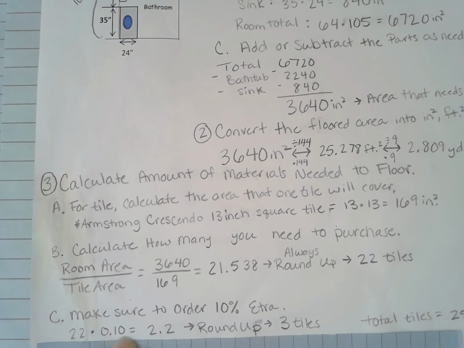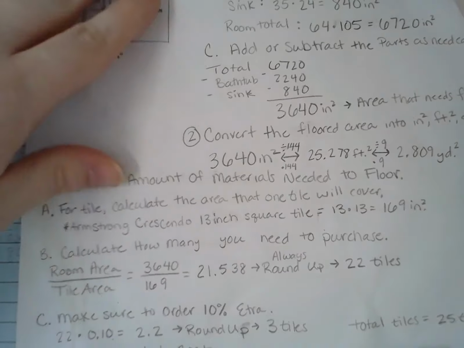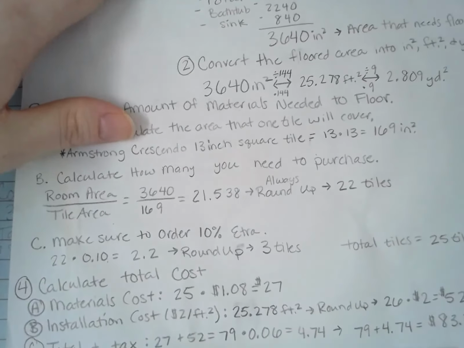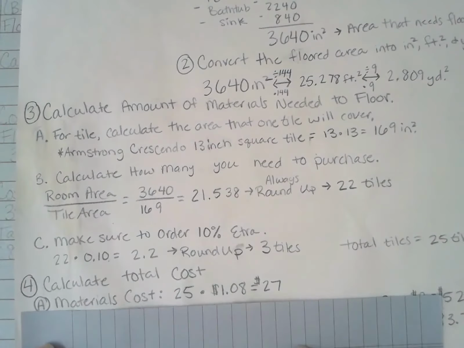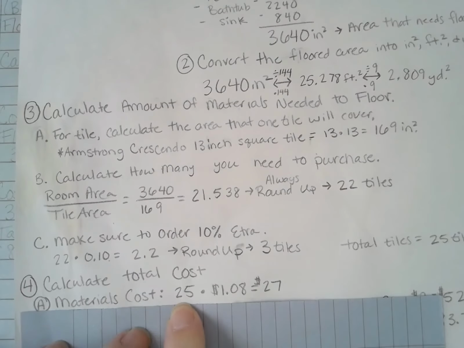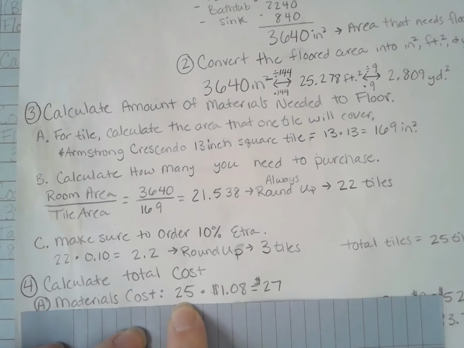Next, I need to calculate the cost. So how much will it cost to purchase those tiles? So I take 25, the number of tiles that I have, times the cost of each tile, which was $1.08. This turns out to be $27 exactly.